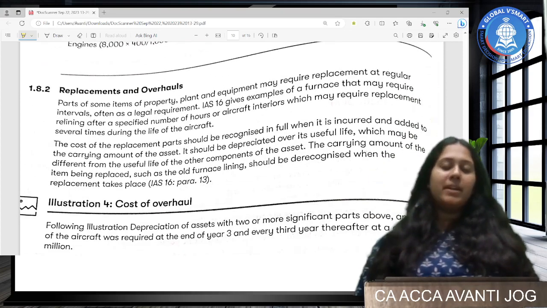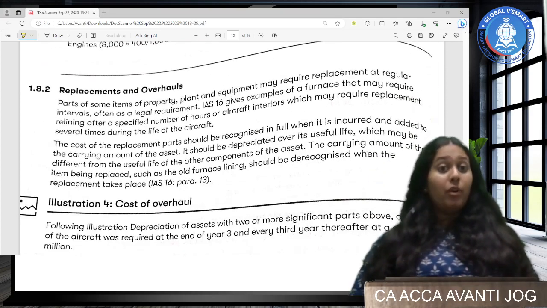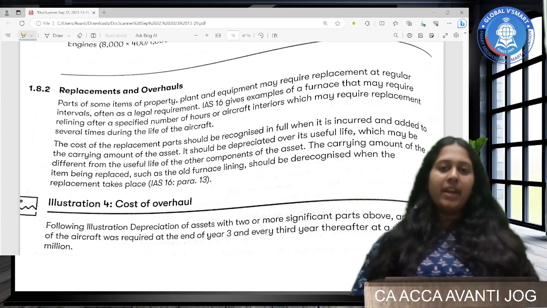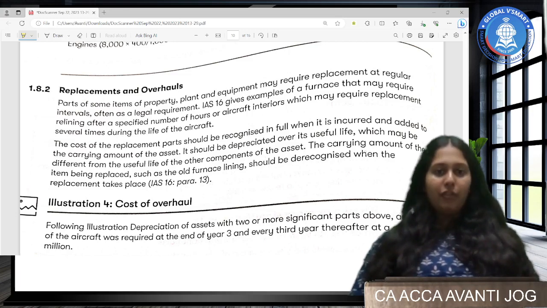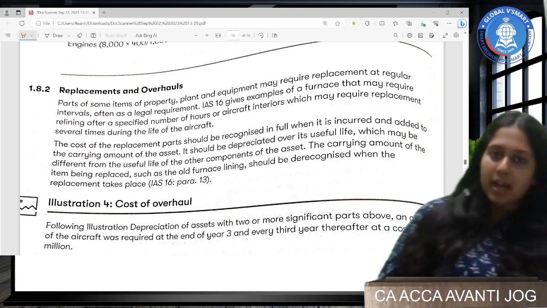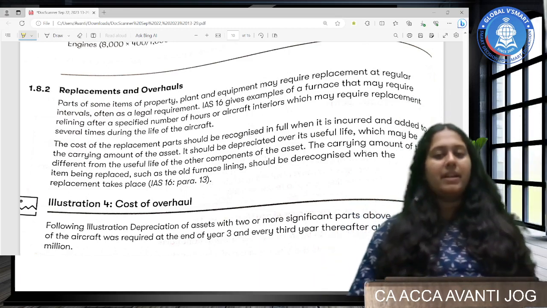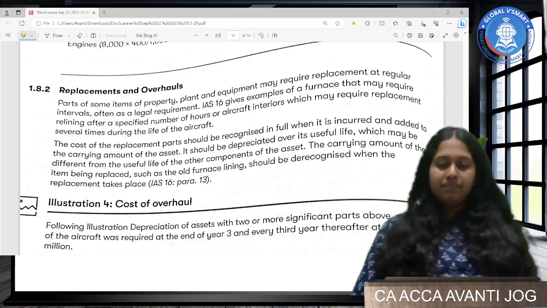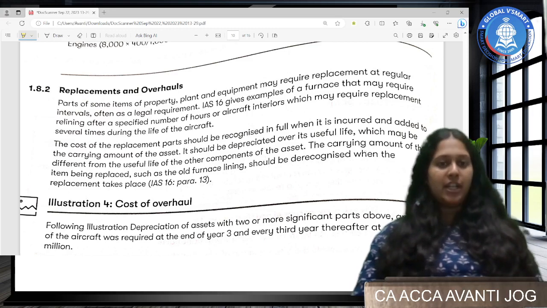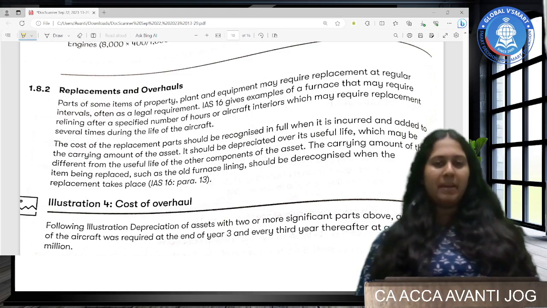If there is a replacement or overhaul, parts of some items of land, property and equipment may require replacement at regular intervals or as a legal requirement. IAS 16 gives examples of a furnace that may require relining after a specified number of hours, or an aircraft that requires an interior change. The cost of the replacement should be recognized in full, and it should be depreciated over its useful life. So what do I mean by this?